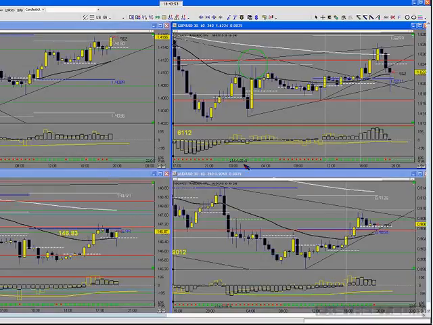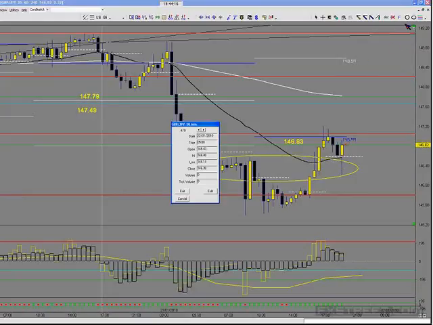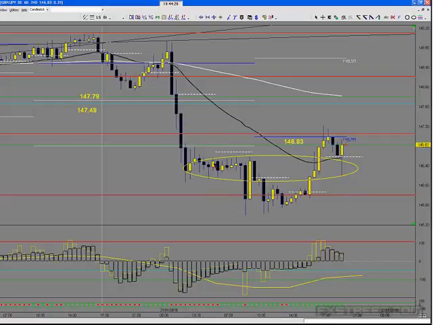One more example. Remember I talked about earlier that I was wanting to respect this congestion here. That was the problem area. If I draw this oval right across, look where the tail has just been testing. This low across here, 146.14. This low here, 146.21, within that 10 pip tolerance.